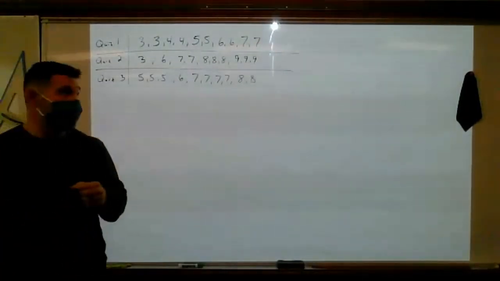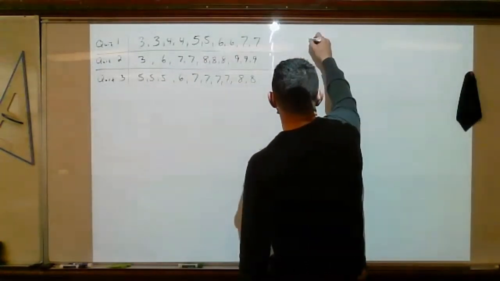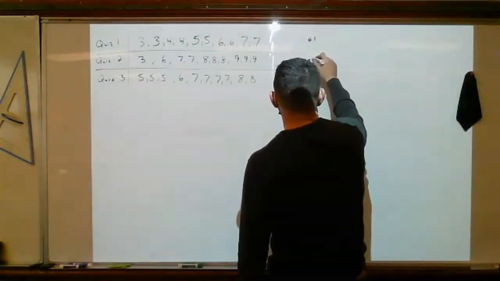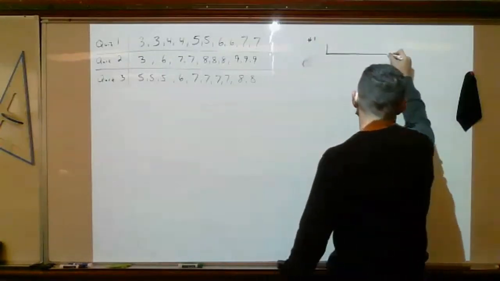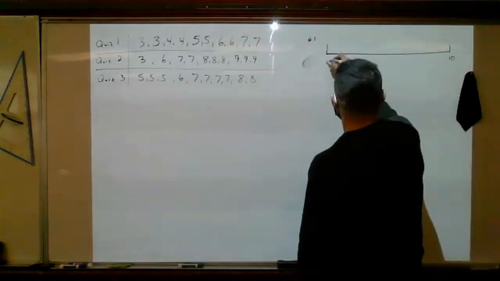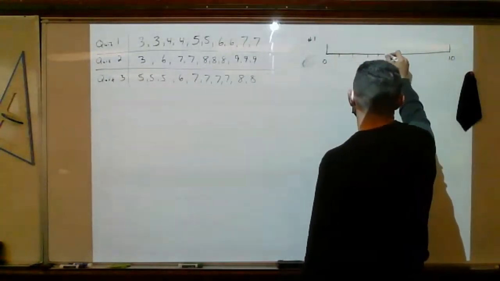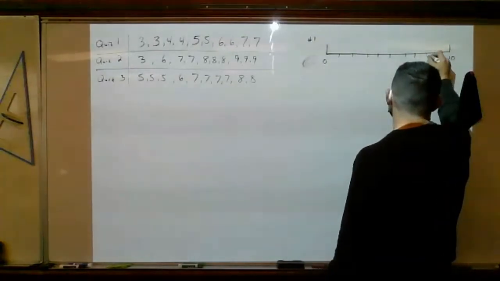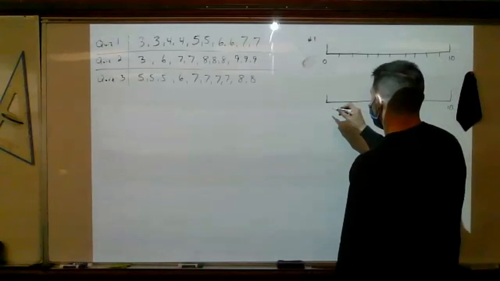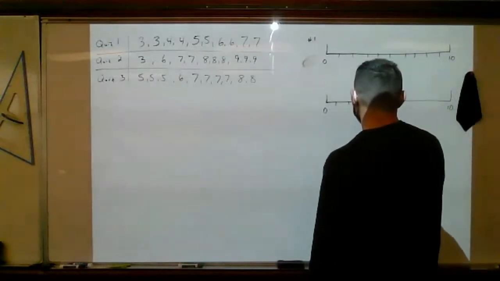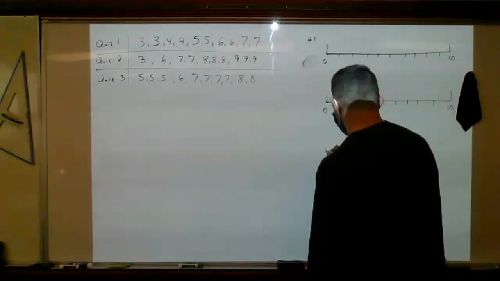So personally, how would I make the dot plot? Well, I'd have number 1, number 2, and then 0, 1, 2, 3, 4, 5, 6, 7, 8, 9, 10.